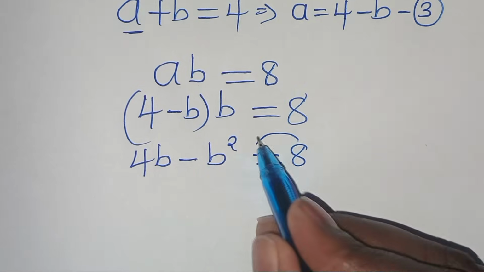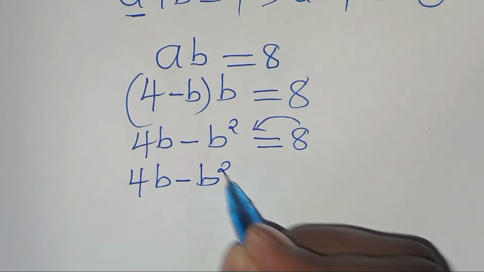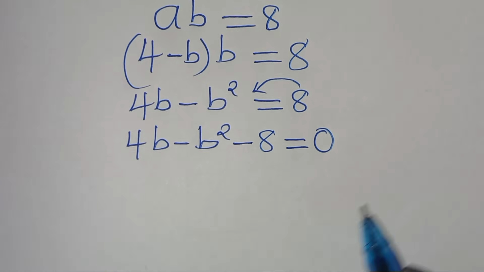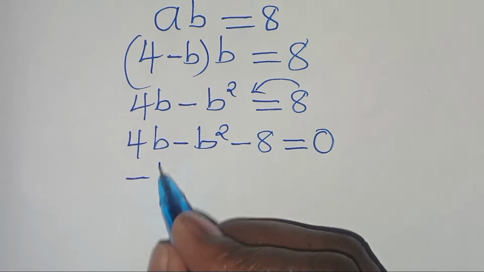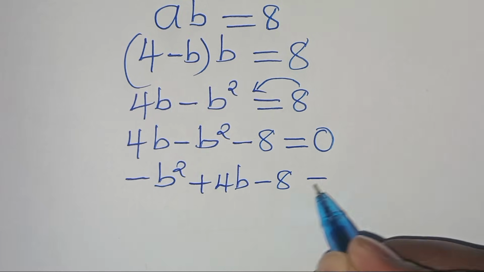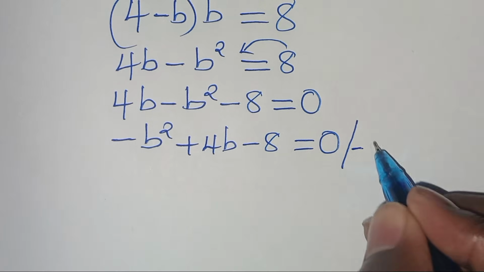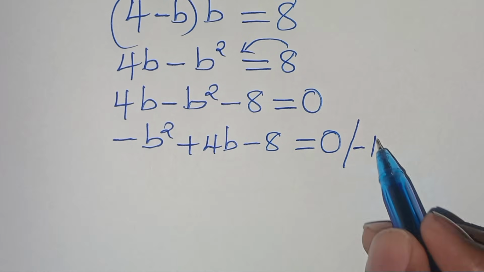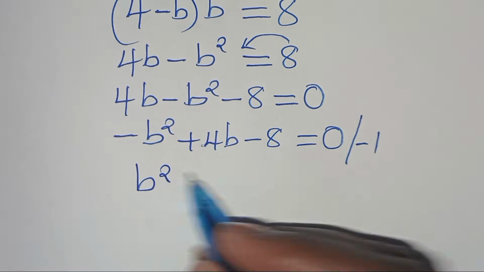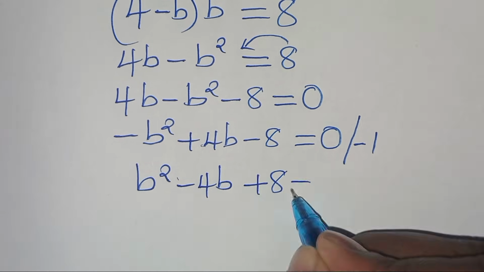Let's take 8 on the left hand side so that we have 4b minus b to the power of 2 minus 8, this is equal to 0. Let's rearrange this equation so that we have minus b to the power of 2 plus 4b minus 8, this is equal to 0. Now let's divide both sides by minus 1. Minus b to the power of 2 divided by minus 1, this is b to the power of 2, plus 4b divided by minus 1, this is minus 4b, then plus 8, this is equal to 0.